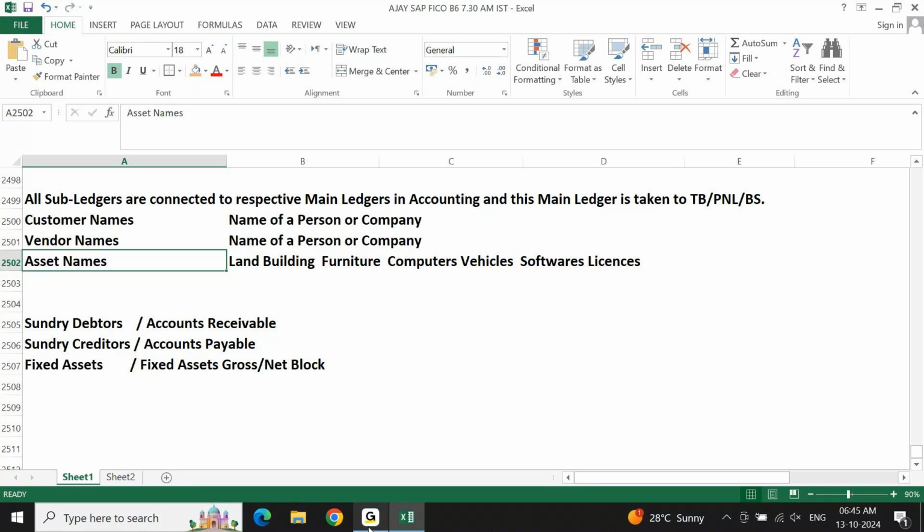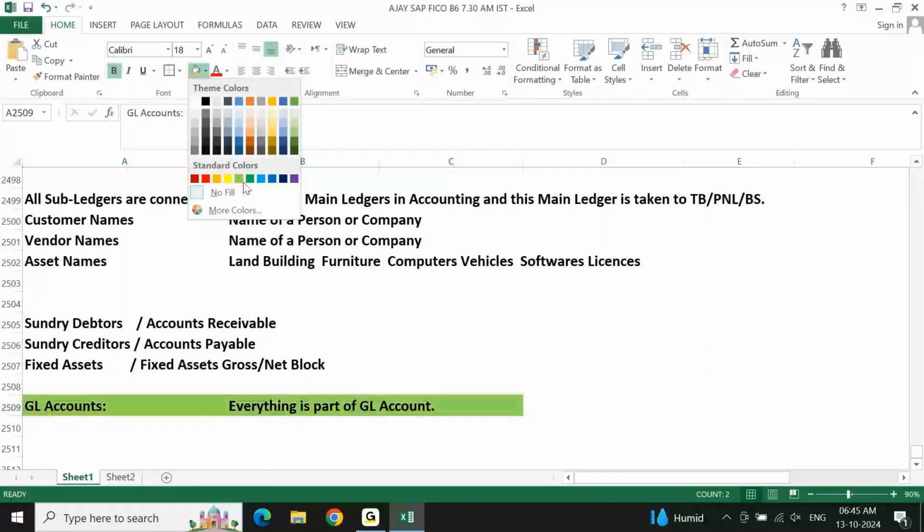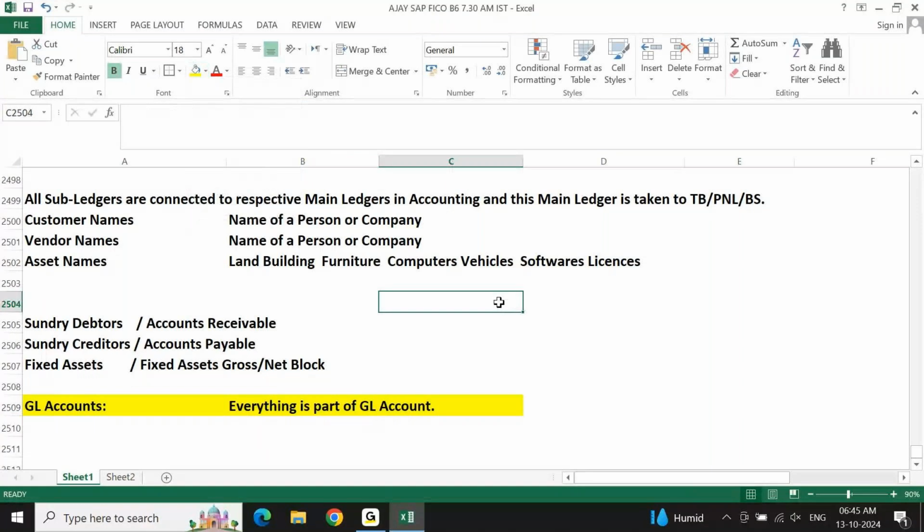Now you have something called GL accounts. In GL account, everything is part of it. That is why we have not listed GL account on the top, as it involves everything. Because you need to make sure GL account or main ledger is taken into consideration while preparing TB, P&L, balance sheet. Am I correct? For us to consider main ledger for preparation of trial balance, P&L, balance sheet.